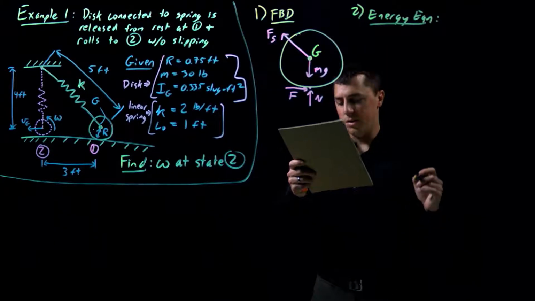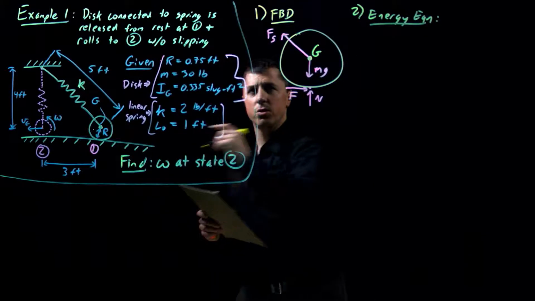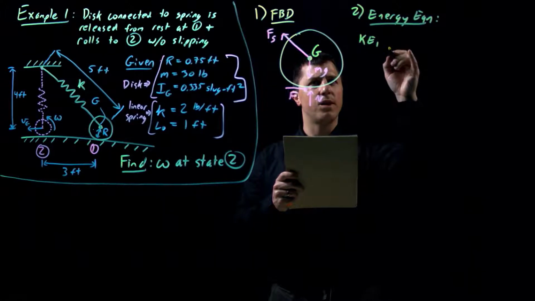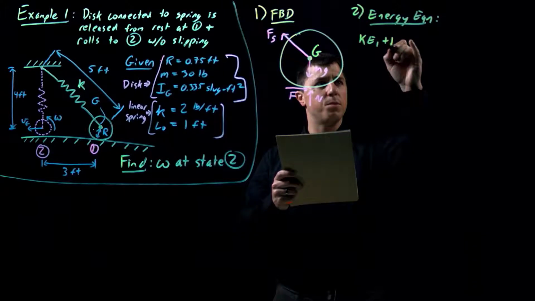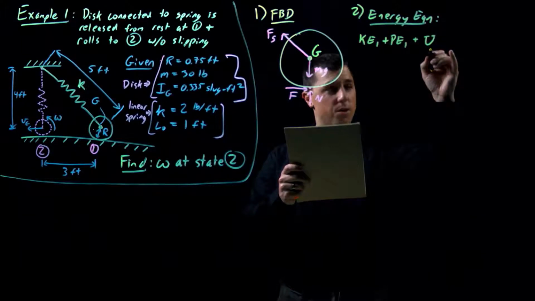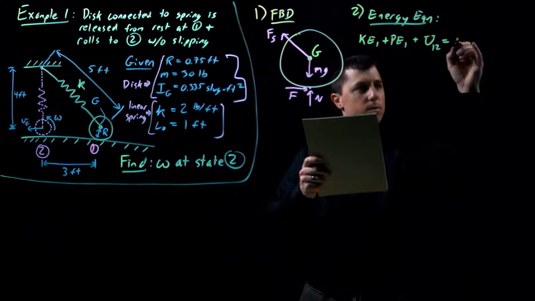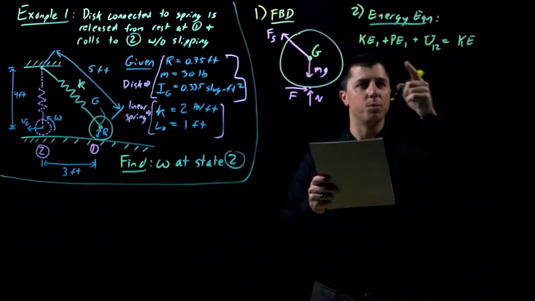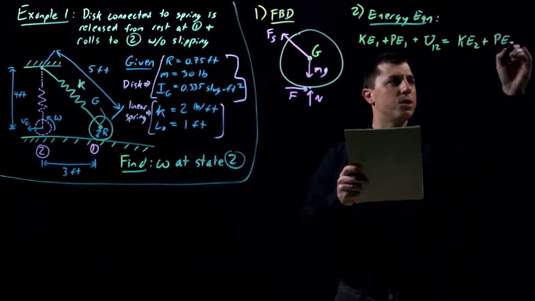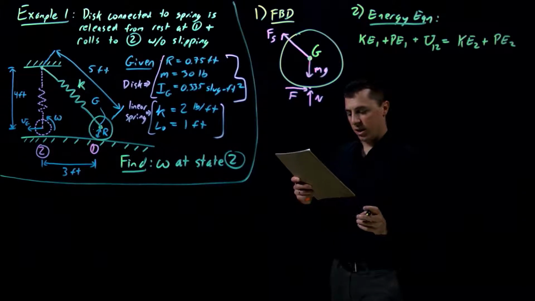Okay, state 1, state 2, clearly written out in our diagram. Kinetic energy at state 1 plus the potential energy at state 1 plus any other work that isn't contributing to the kinetic energy or potential energy terms equals the combination of kinetic and potential energies at the final state.